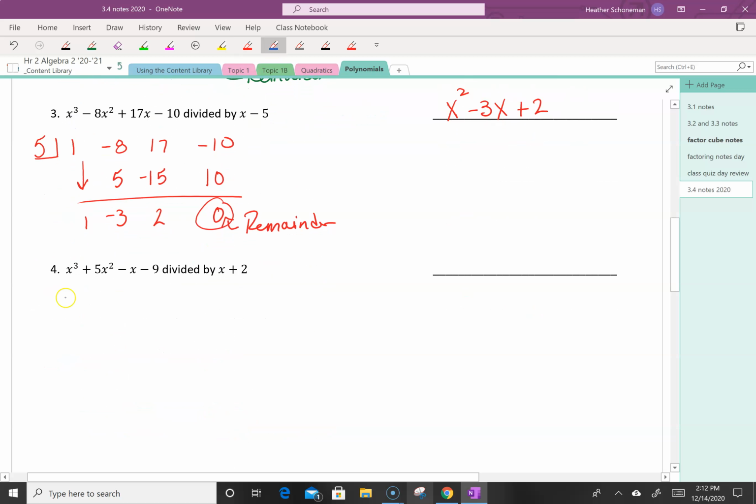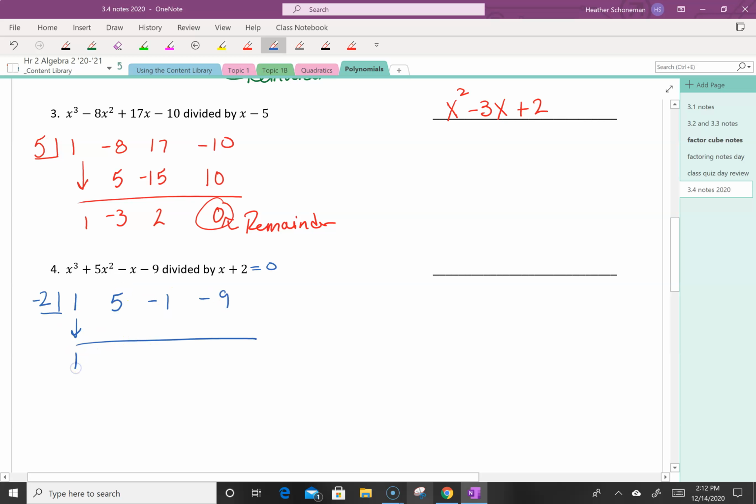All right, let's try one more like this. Now this one, when we set this equal to 0, that's going to give us negative 2. Got cubed, squared, x, and then a number, so I don't have to put any fillers in. So this is 1, 5, -1, -9.